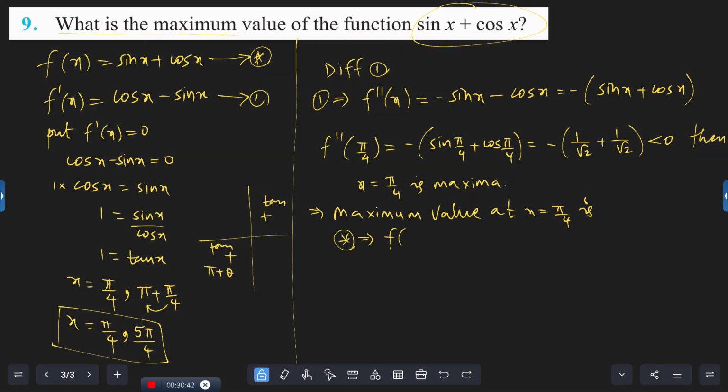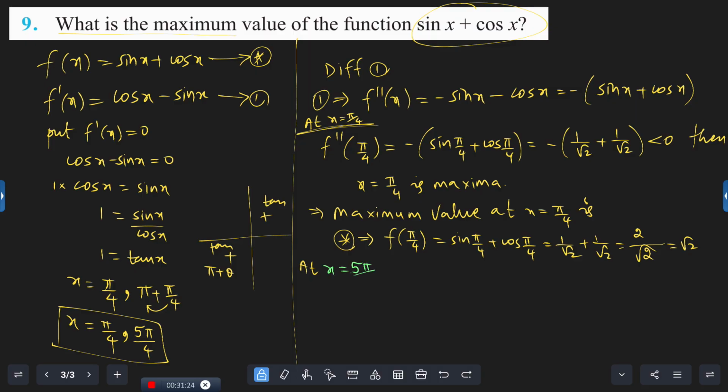Star implies f of pi by 4, which means sin pi by 4 plus cos pi by 4. Sin pi by 4 is 1 by root 2, cos pi by 4 is 1 by root 2, 1 plus 1 is 2. If you take conjugate now, you will be getting root 2. Okay, right. This is at pi by 4. Now check at 5 pi by 4. Okay, so at x is equal to pi by 4 we are checking. Next at x is equal to 5 pi by 4 I am checking.